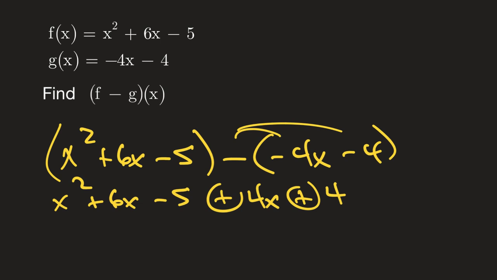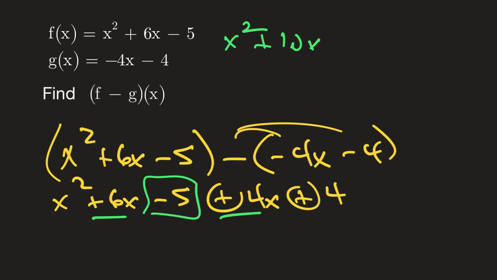Now, let's go collect like terms. Are there any other x squareds anywhere? There's not. So we're going to stick with x squared. What am I going to combine with 6x? 6x plus 4x. So 6x plus 4x would be 10x. Negative 5 plus 4, which would be what? Negative 5 plus 4, negative 1.